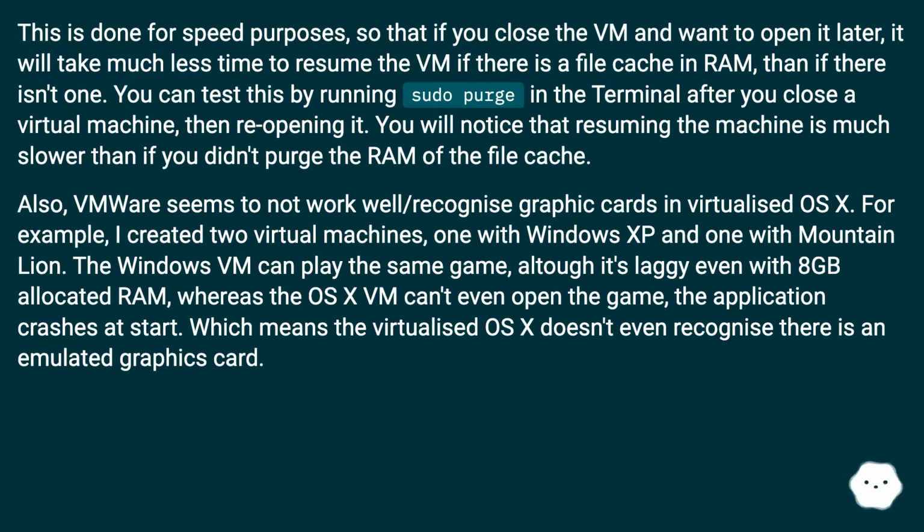For example, I created 2 virtual machines, one with Windows XP and one with Mountain Lion. The Windows VM can play the same game. Altoa gets laggy even with 8 GB allocated RAM, whereas the OS X VM can't even open the game. The application crashes at start, which means the virtualized OS X doesn't even recognize there is an emulated graphics card.